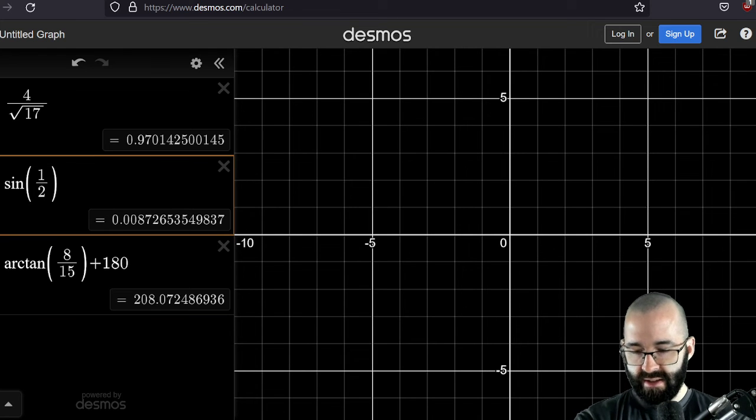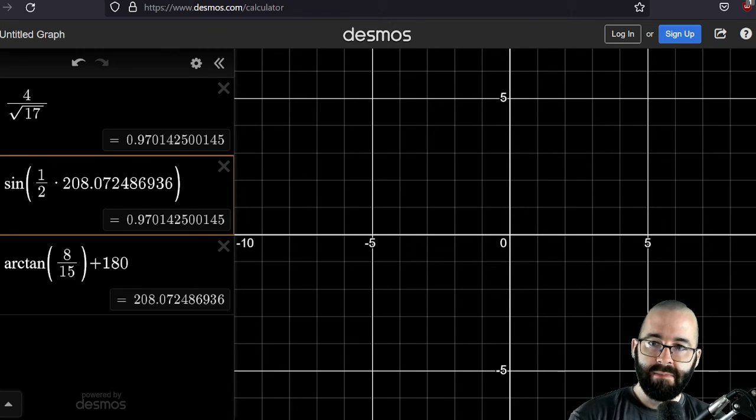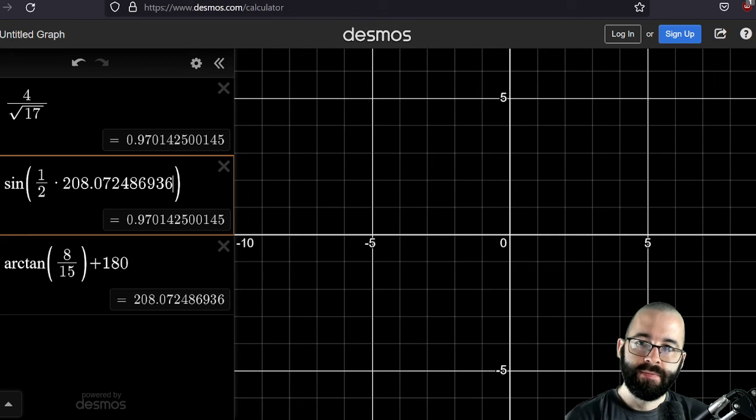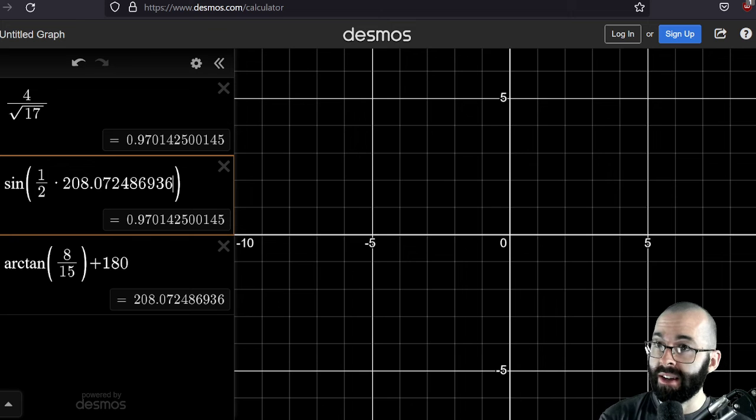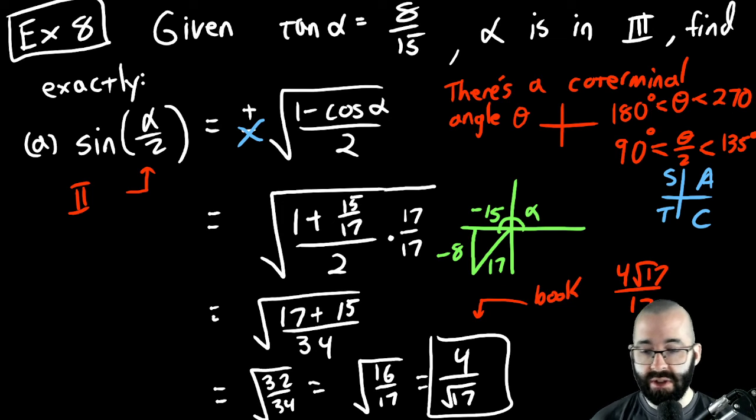What is the sine of 1/2 times alpha? Are these the same? Yeah. So you could solve for alpha and get an approximation this way, but the exact answer is 4 over the square root of 17. And that 4 over the square root of 17 is what I need from all of you. But that's one way of checking your answer, using approximations.